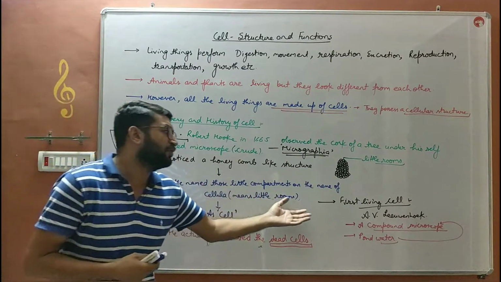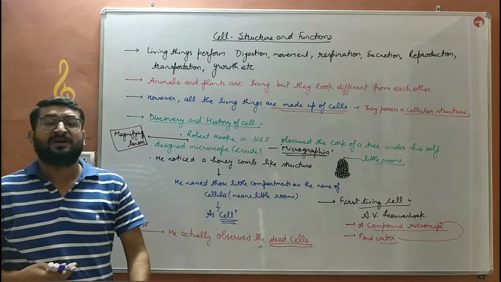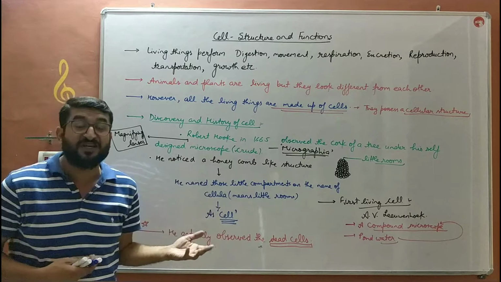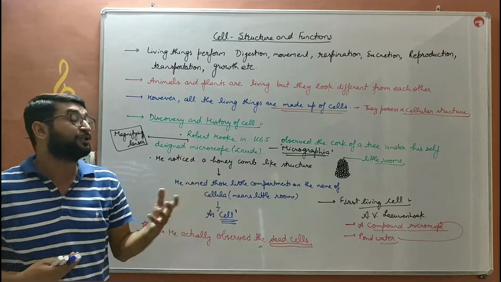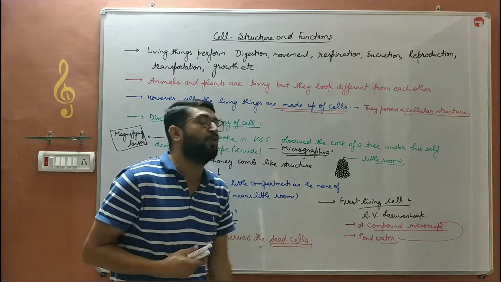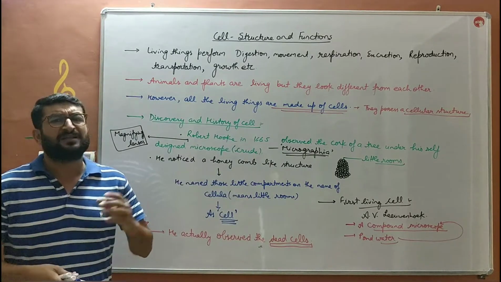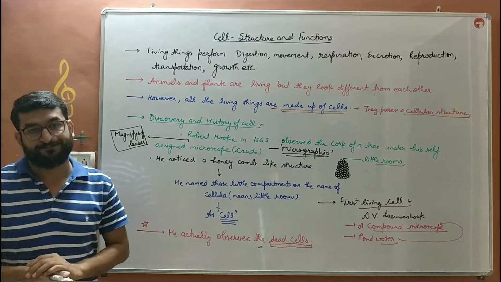Along with that, Anton von Leeuwenhoek also discovered many other kinds of cells, like the sperm of humans, sperm of fishes, sperm of dogs and horses. Those cells were also discovered by Anton von Leeuwenhoek. So that's how the first microscope and the first cell were discovered.